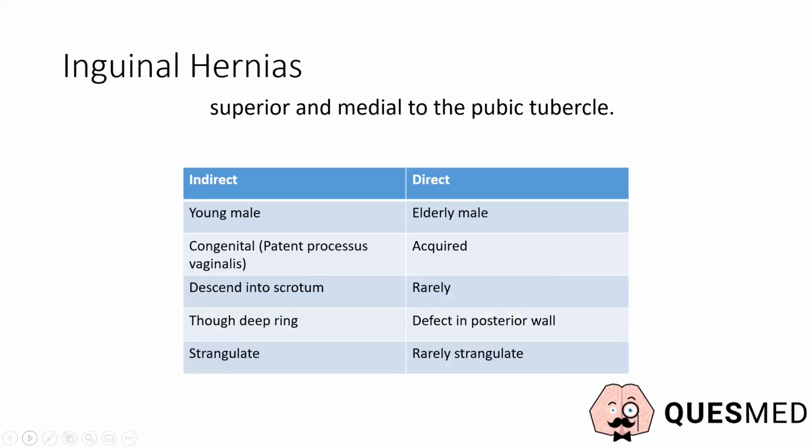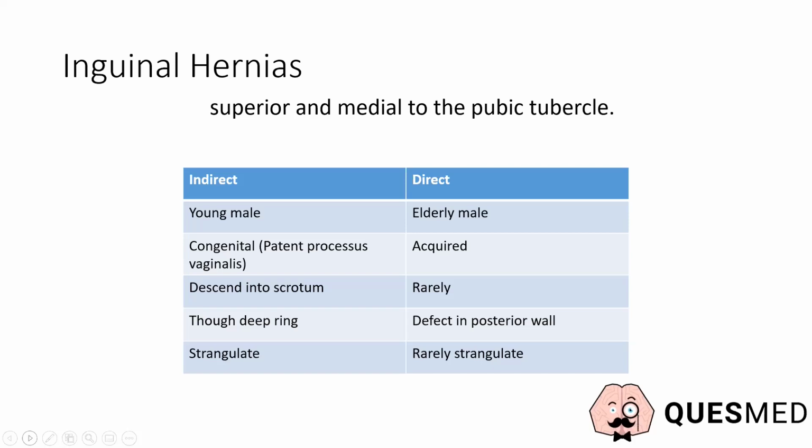So generally speaking, indirect inguinal hernias tend to occur in younger males and occur as a result of a patent processus vaginalis. These hernias occur through the deep ring and often descend into the scrotum, and there's a higher risk of strangulation. Direct hernias, by comparison, tend to occur in more elderly males. They're acquired. They rarely descend into the scrotum and occur because they pass through a defect in the posterior wall. They have a much lower risk of strangulation.